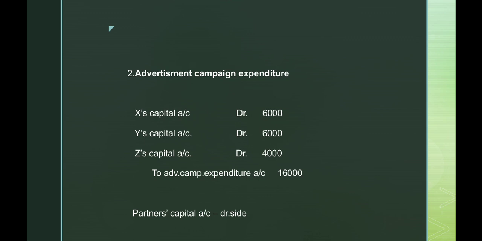How do you post this? In the journal entry, it has been credited. So while posting it in ledger accounts, you are going to write it on the debit side as to advertisement campaign expenditure account. Alright? You should be able to post journal entries by now.